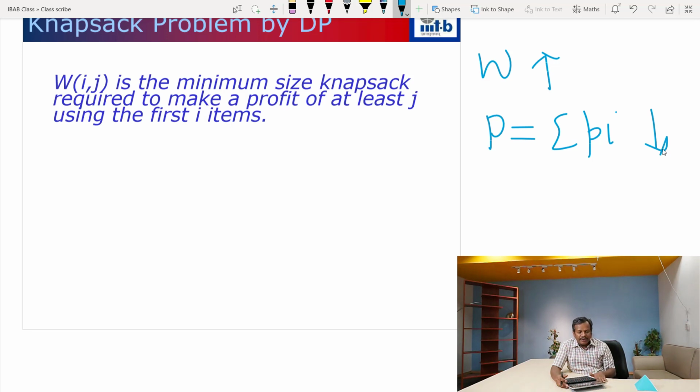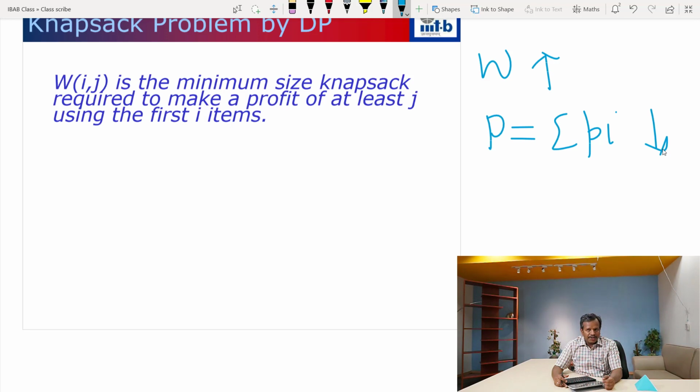So here is the formulation. The most important thing is to say what is the state, how do you define the table, and once you define the table, then we have to give how to update this table. Once that is done, the rest of the story will remain the same. So let's define the state of the dynamic programming in this case as W of i comma j is the minimum size knapsack required to make a profit of at least j using the first i items.